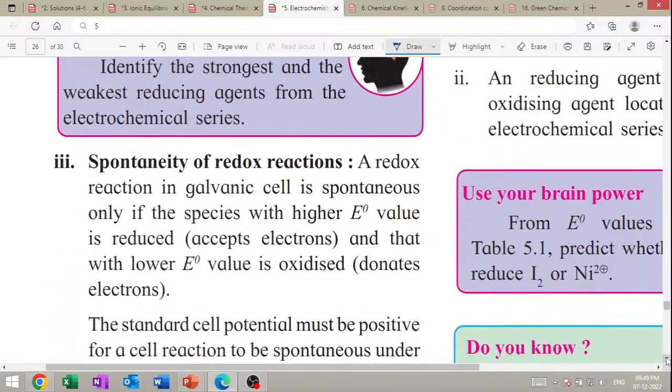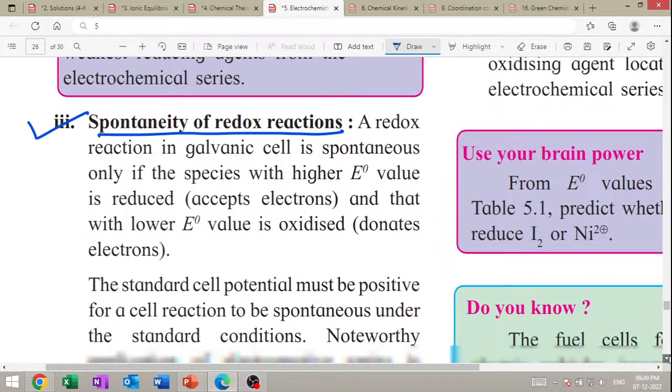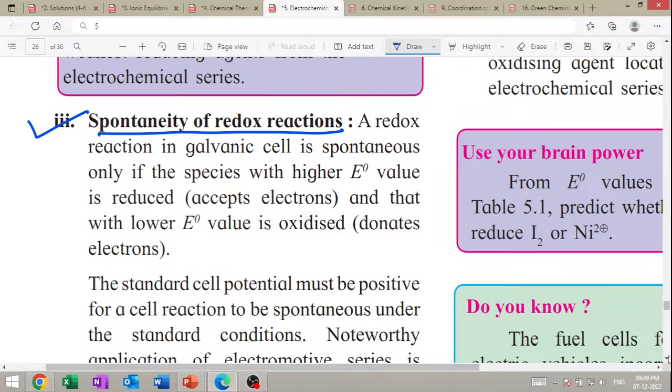आणि त्याच्यानंतर स्पॉन्टॅनिटी ऑफ रेडॉक्स रिॲक्शन. A redox reaction in galvanic cell is spontaneous only if the species with higher E0 values is reduced and that with lower E0 values is oxidized. बस एवढंच नोट करायचं. दिस इज फॉर द 1 mark.